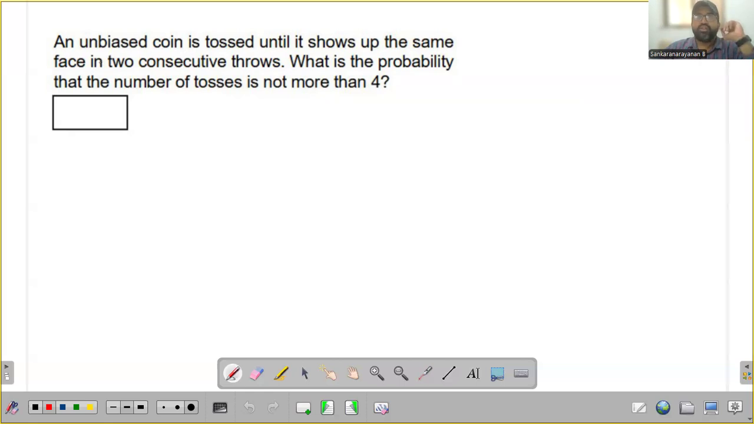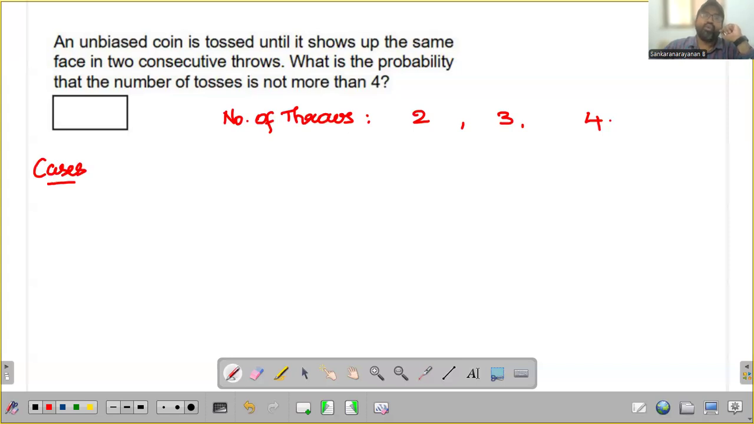Okay, within that, what's the probability that you end up seeing the same face in 2 consecutive throws? So let us consider the number of throws. It may be 2 or it may be 3 or maximum it is going to be 4.